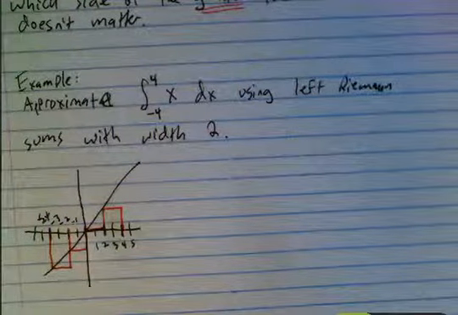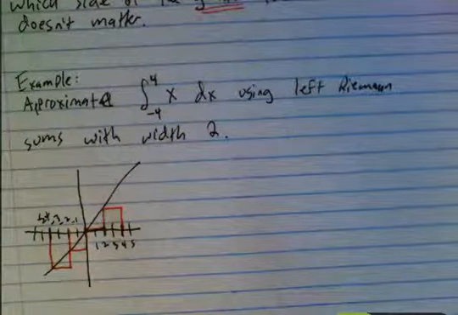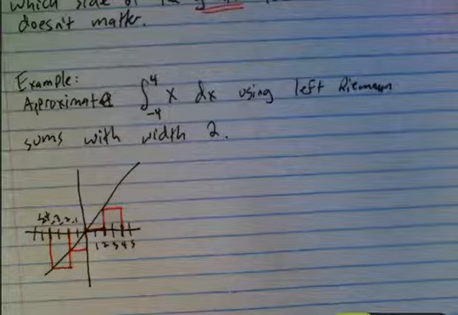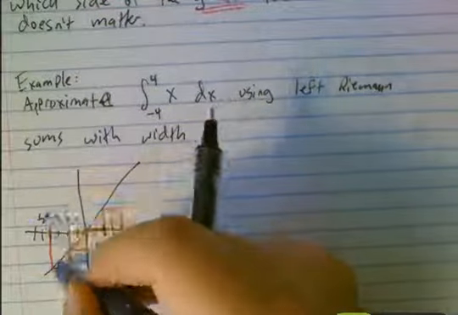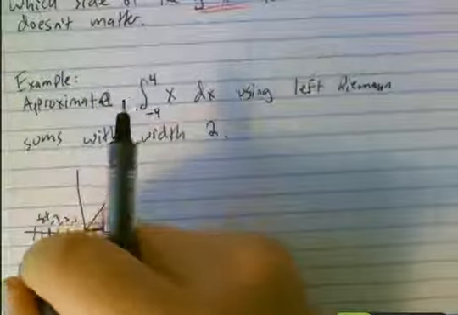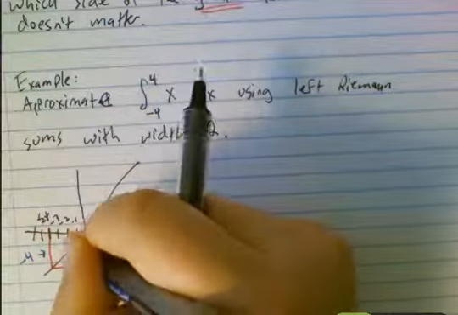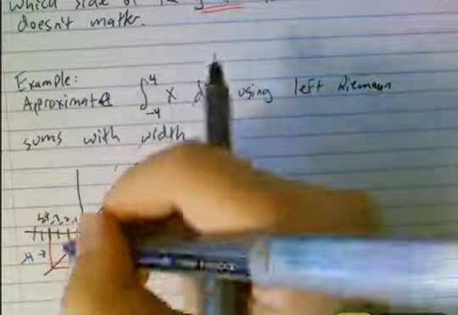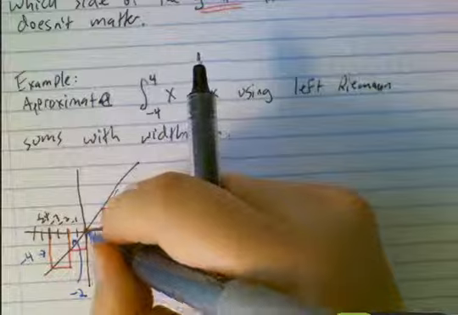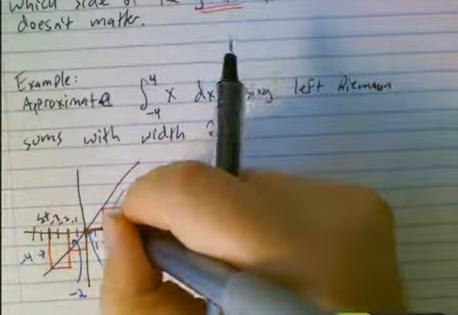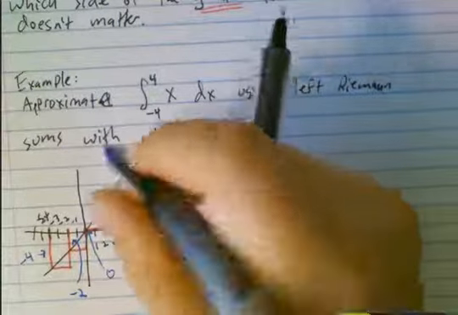Now we want to find the height for each of these. It's just y equals x. So whatever the x coordinate is, that's the y coordinate here. So this is -4. This right here, -2 high. This right here is 0 high. This right here is 2 high.